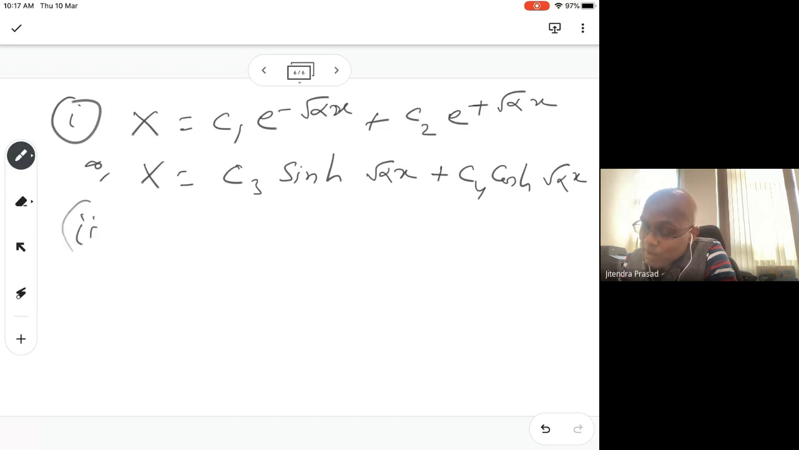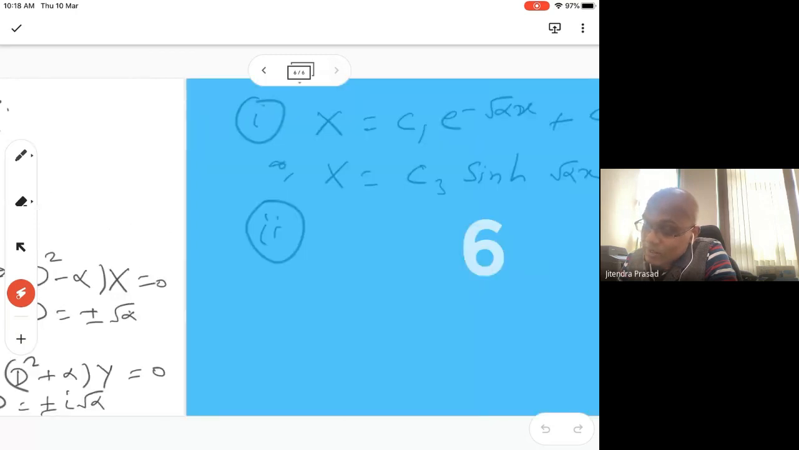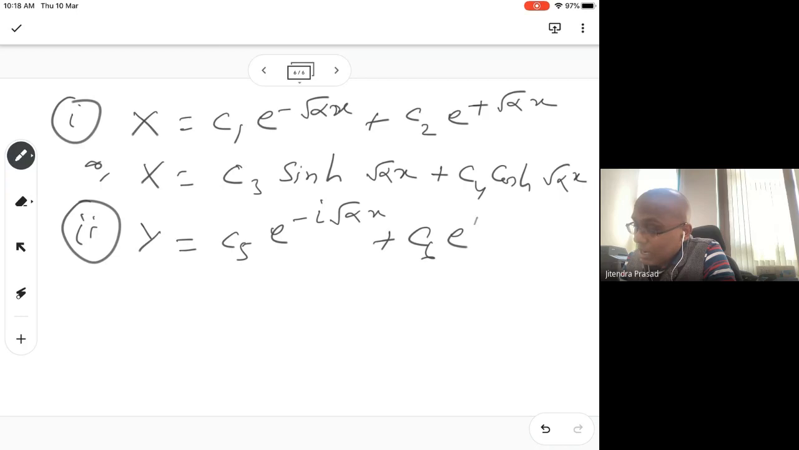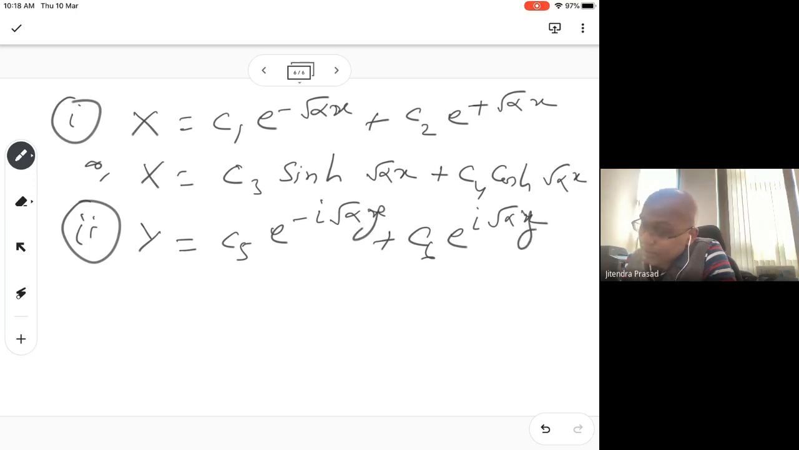From number 2, what do we get? We get plus minus, so we get y equal to c5 e to the power minus i root alpha y plus c6 e to the power i root alpha y. Yes, correct, it will be y here.